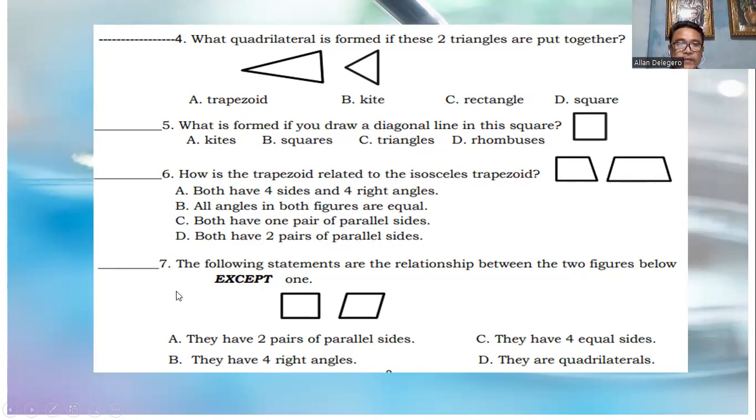7. The following statements are the relationship between the 2 figures below in set 1. Look at these 2 figures. A, they have 2 pairs of parallel sides. B, they have 4 right angles. C, they have 4 equal sides. D, they are quadrilaterals.